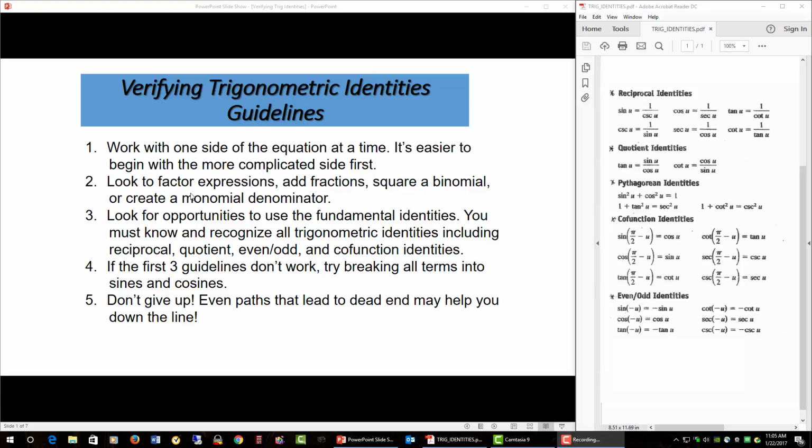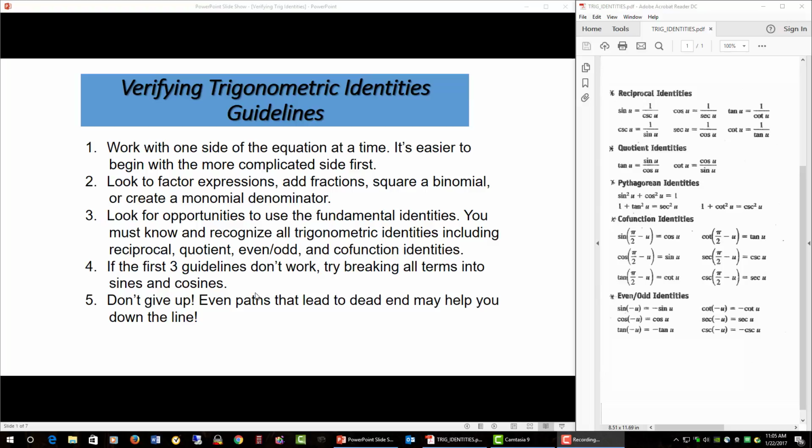Two, look to factor expressions, add fractions, square a binomial, or create a monomial denominator. Look for opportunities to use those fundamental identities, and I have those to the right here. These are the identities I want my students to know by heart as they progress in the course, and we've looked at these in previous videos. They include the reciprocal identities, quotient identities, Pythagorean, cofunction, and the even and odd identities. If the first three guidelines don't work, try breaking everything into sines and cosines.